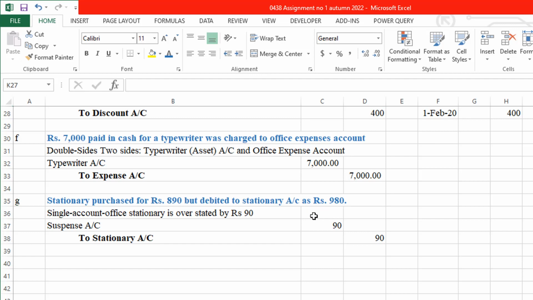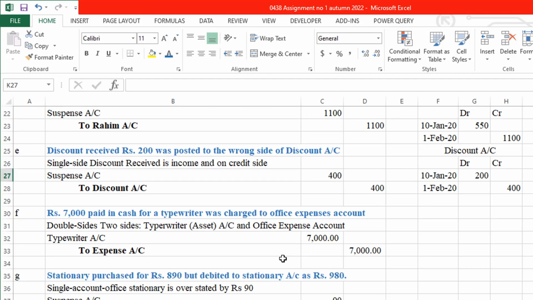Now the issue is that here posting of transaction is correct, but the incorrectness in this transaction is that it has been overstated by the rupees 90. So we need to correct it. How? Here we credit this account. By nature it is a debit account, but we have increased this stationery account by the amount of rupees 90. So we want to reduce this. So in correcting transactions we are going to make suspense account debit, and to stationery account rupees 90. As a result, our stationery account becomes correct. I hope you understand this solution.